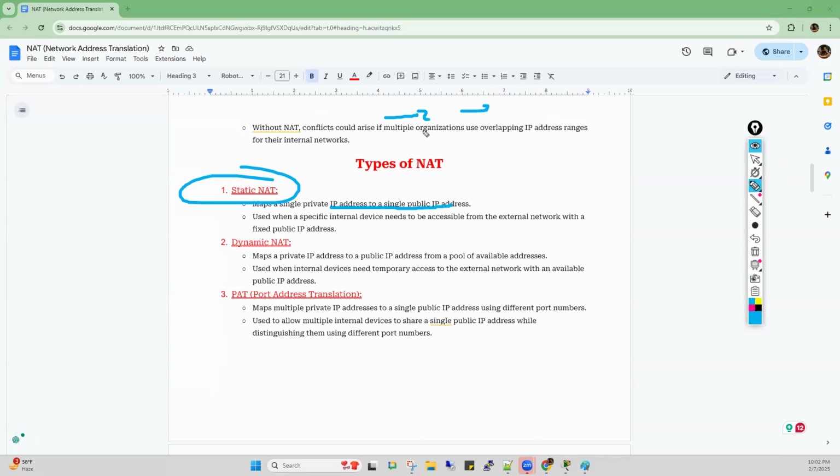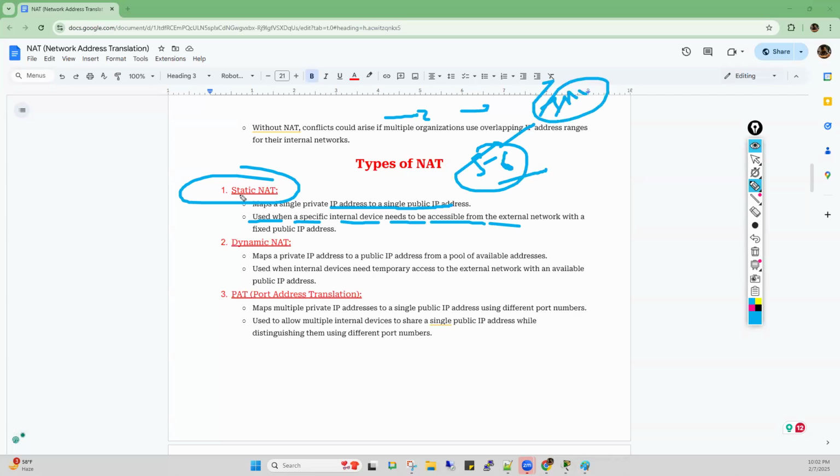And generally static NAT is used when a specific internal device needs to be accessible. For example, if in your company there is a specific device, if this is the company and only 5 or 6 devices are there, that device needs to reach the internet.